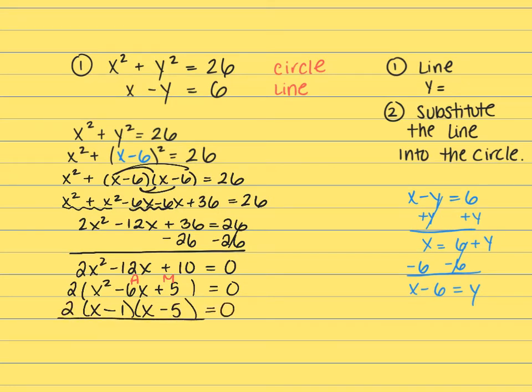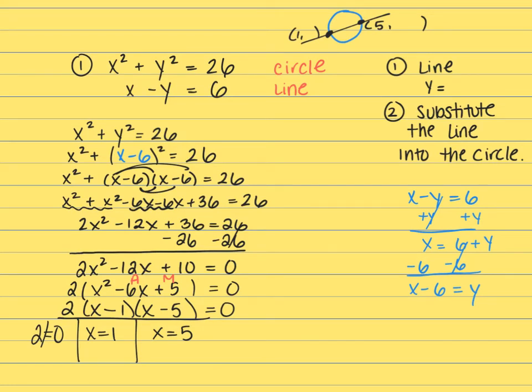And then we'll set each piece equal to 0. 2 equals 0 gets rejected. And we have positive 1 and positive 5. So in that image that I showed you before, we have a circle and then the line. So what you're finding is that you have the x value of 1 and an x value of 5. You just need to find the corresponding y values.